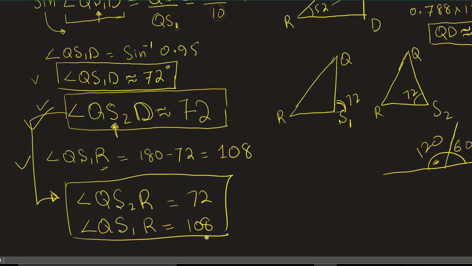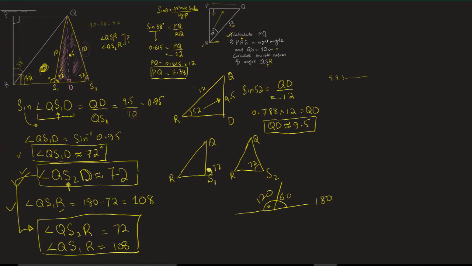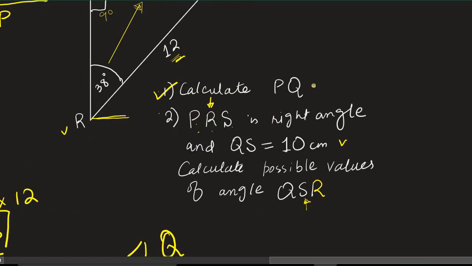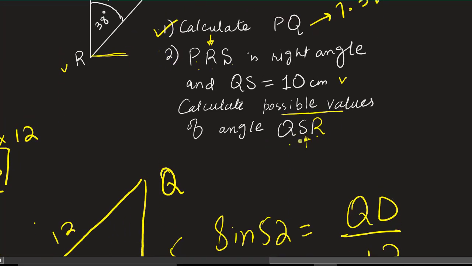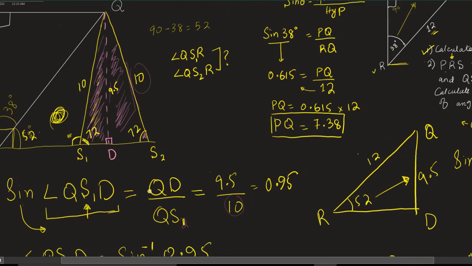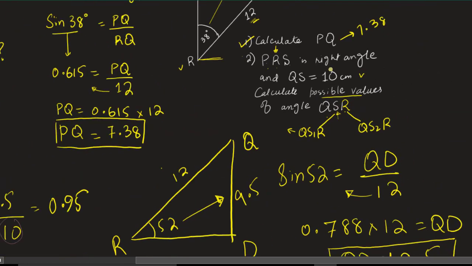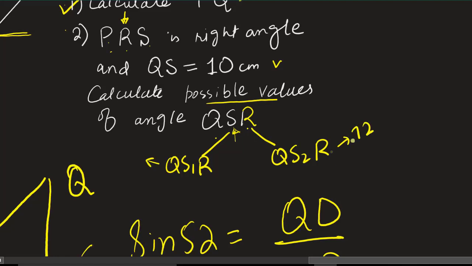Okay guys, coming to the question, we found the length of PQ, which is 7.38. We found the possible values of QSR. Possible values means there were two possible values, QS1R and QS2R. QS1R was 72. No, QS2R was 72. See, this one is 72 and this one is 108.